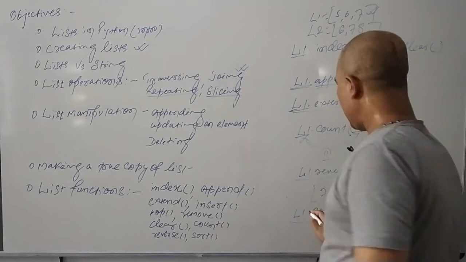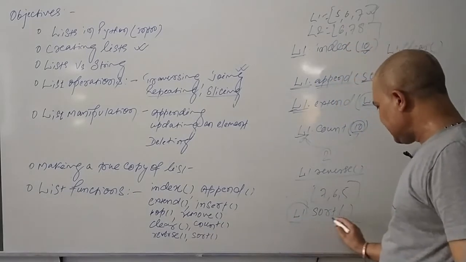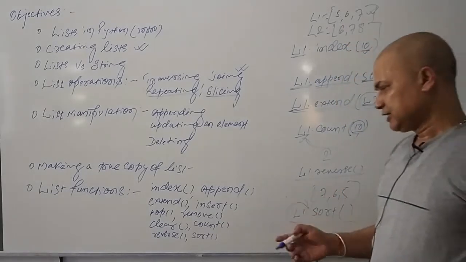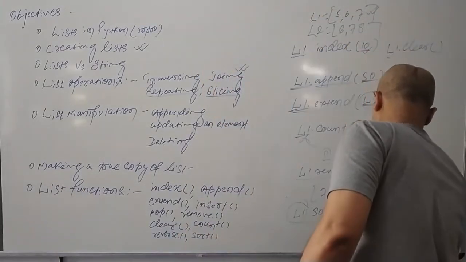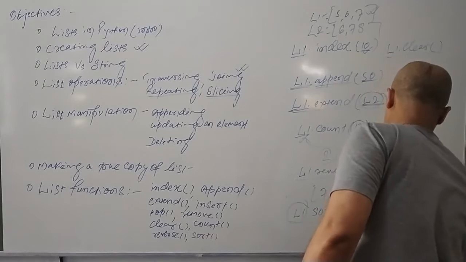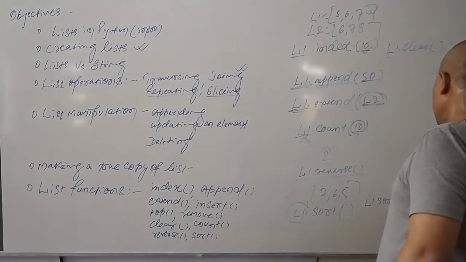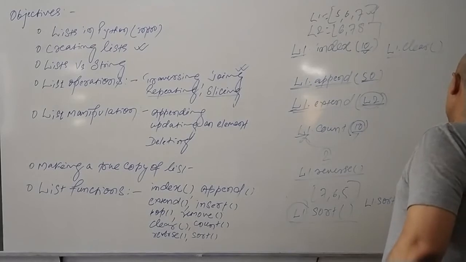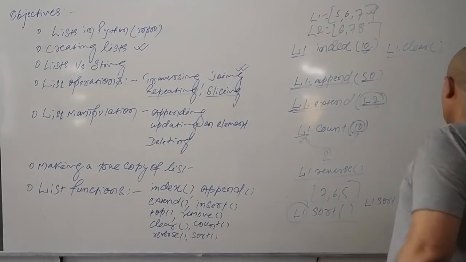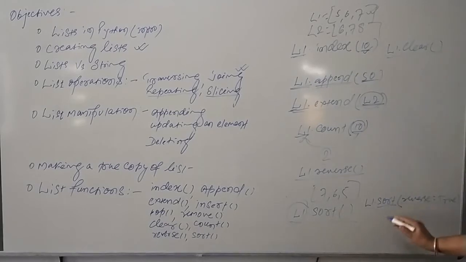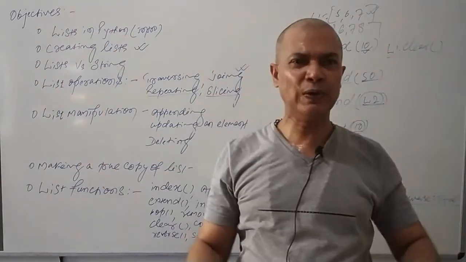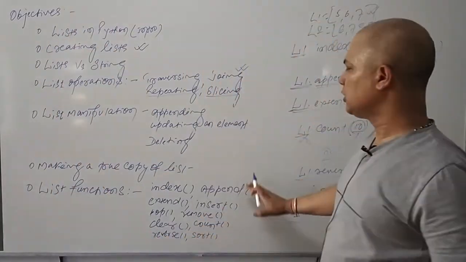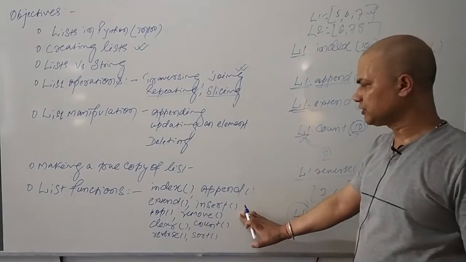This will arrange all elements of L1 in ascending order, but if you want the sort method to arrange in descending order, then you have to use L1.sort, and then in the brackets you have to say reverse=True. This means you want to sort the elements of L1 in descending order, that is decreasing order, from highest to lowest. That is the function of all the list related functions.